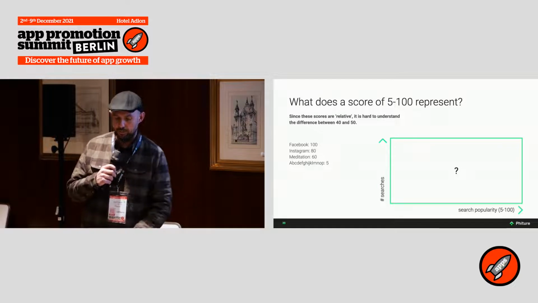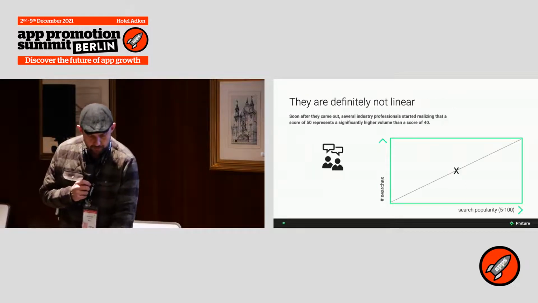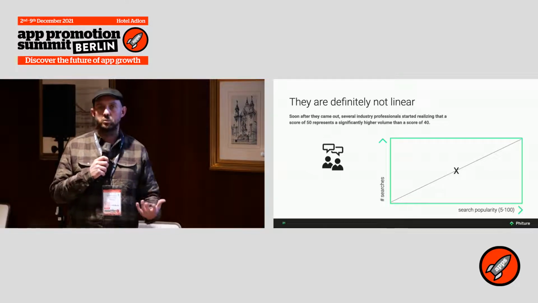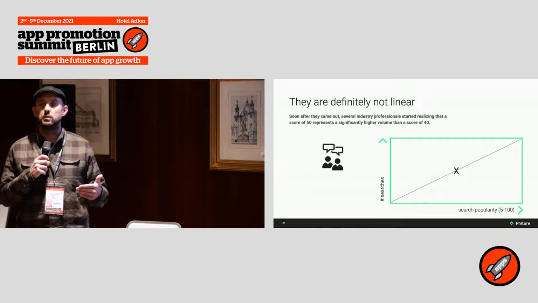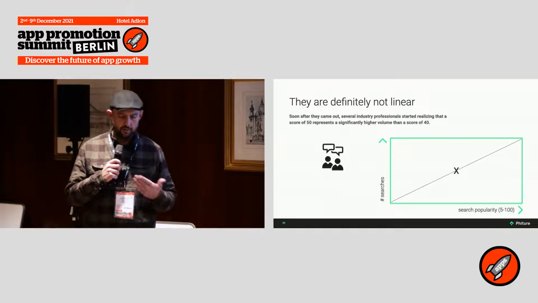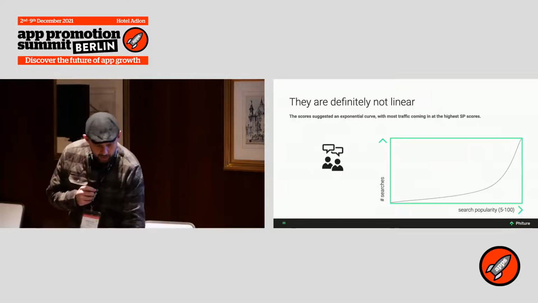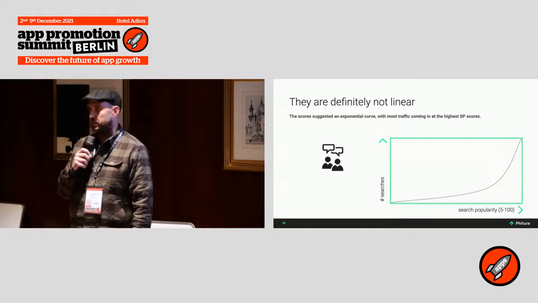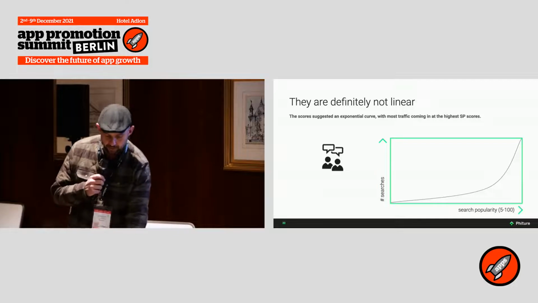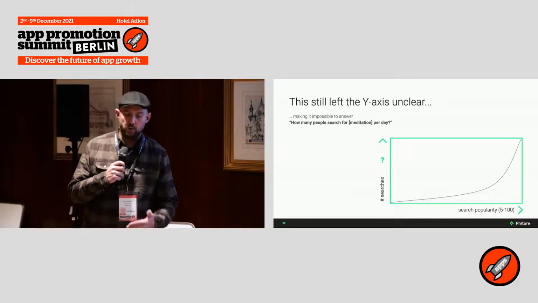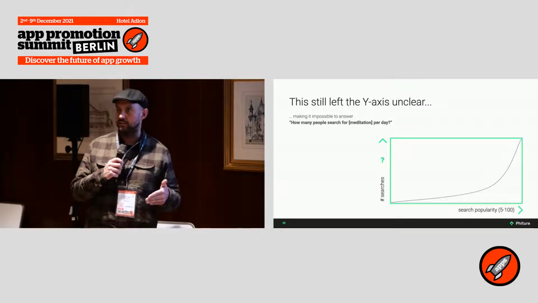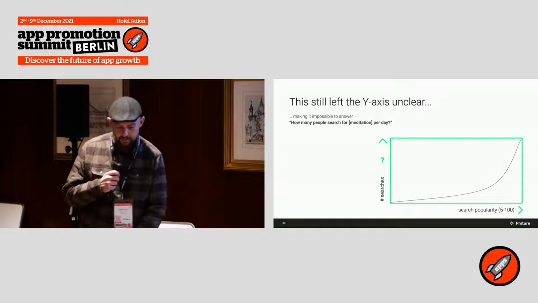what is the relative difference between a 40 and a 50 search term? Soon after this came out in 2016, I think the first people started blogging about it in 2017. I think we all realized that these are not linear scores, so the number of searches goes up exponentially. That was acknowledged by the industry pretty quickly, but it still left us with the question: can we actually estimate how many impressions are happening on a daily basis on a certain keyword like meditation?